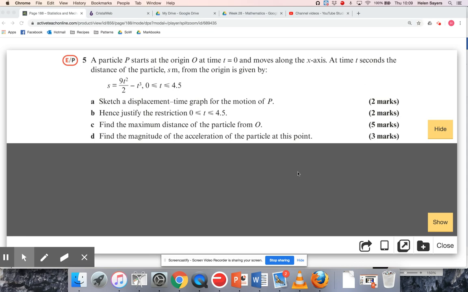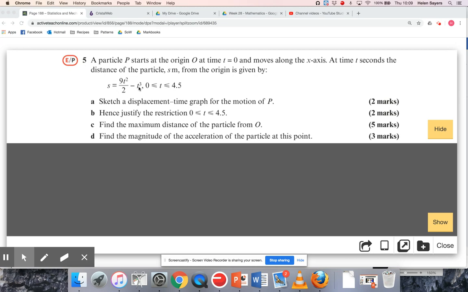Okay, we're looking at exercise 11C from the first year mechanics textbook, and we're looking at question 5. So we've got a particle P, and we're given a function for its distance in terms of time, and we're asked to sketch a displacement time graph. So if you've got a graphical calculator, you can just whack that straight in. But this is a graph that we should be able to sketch.